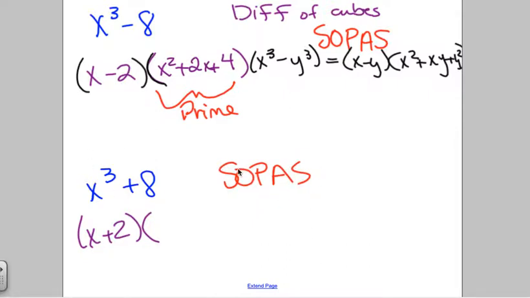Now, square the first, opposite sign, product, always a plus, and square the last. So here is that expression completely factored. All right, what if I have a more difficult one?